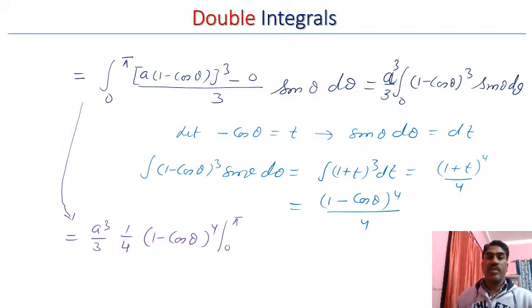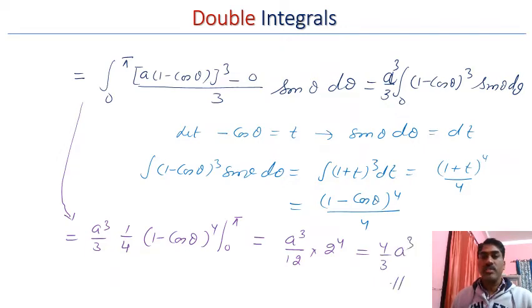So when you put the upper limit, cos pi is equal to minus 1, so minus minus plus, it will become 2 to the power 4, and at the lower limit cos 0 is 1, so 1 minus 1 will become 0. So you will get a to the power 3 by 12 into 2 to the power 4. So you can simplify this, and this will come out to be 4 by 3 a cube. So this is how we integrate a double integral with variable limits and constant limits.